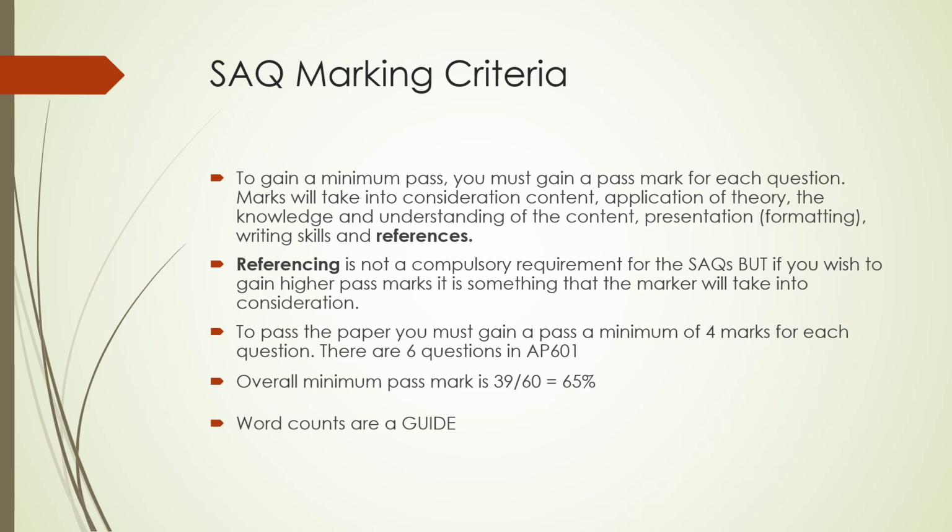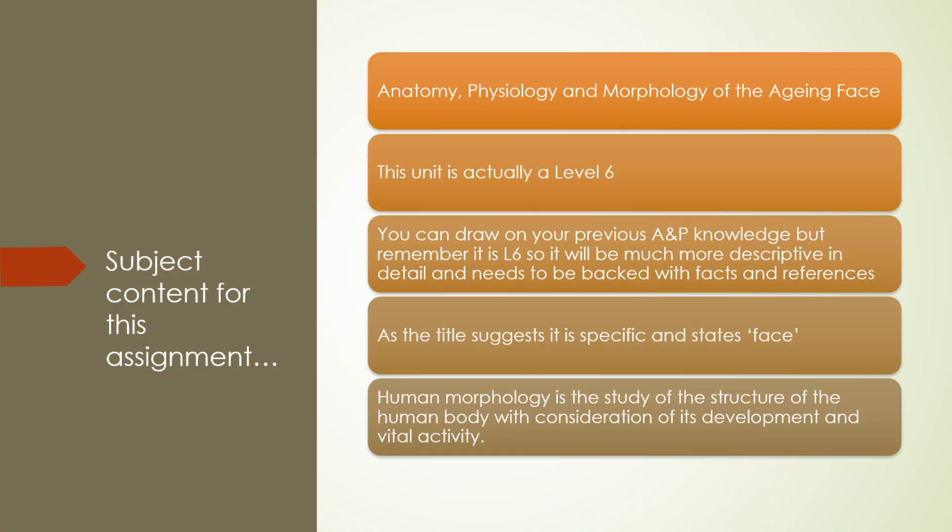You must have a minimum of 4 for your pass mark, but obviously a 4 for all 6 questions would not give you that minimum of 39 either. Make sure that you're aware, as usual, that the marker will be taking into consideration what you write, your knowledge and understanding, and how well you write it. Referencing is also something that will be looked at, but is not compulsory. And the word counts are just a guide, to help you know roughly how much you should be writing.